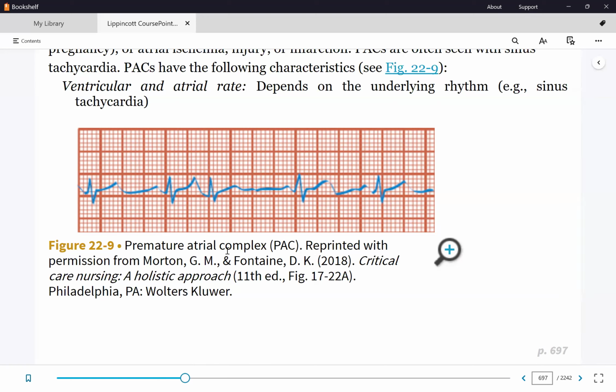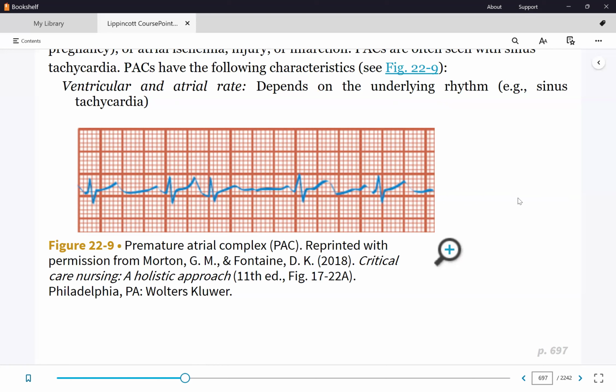So Professor, in actuality, in the heart, what's happening with the PAC? There was a premature excitation of the atria. No, actually, if you look at the shape of a PAC, it doesn't look like a normal P wave. So something else generated this impulse. This did not come from the SA node. Yes, somewhere in the atria.